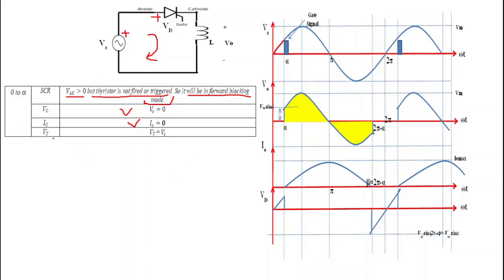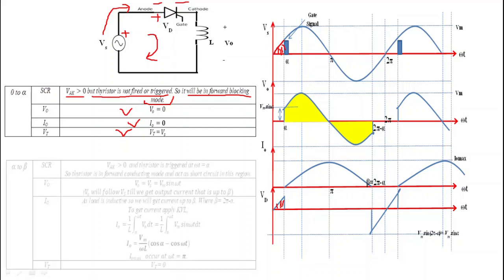Now what is the thyristor voltage drop? It is simply equal to the source voltage, because when the thyristor is off, the whole source voltage will appear across this thyristor. Here we can see that this portion of the source voltage will appear across this thyristor.